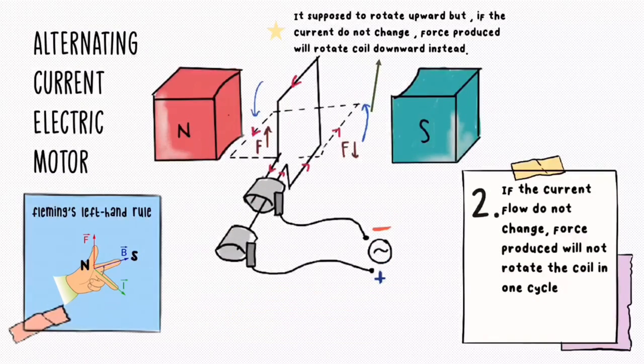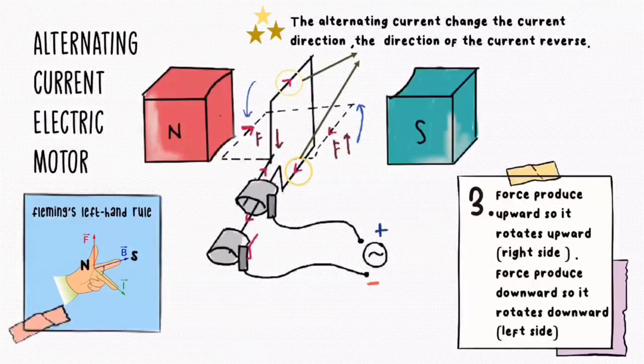Let us focus on the right side. As it rotates halfway, in order to maintain a one direction rotation, the force produced must be upward. But as you can see, if the current stays in the same direction, the coil will produce a downward force. Here, the alternating current changes the pole of the terminal halfway, so that when the coil rotates halfway more, coming back to the initial state, the produced force at the right side will be upward as it should be, not the downward force.